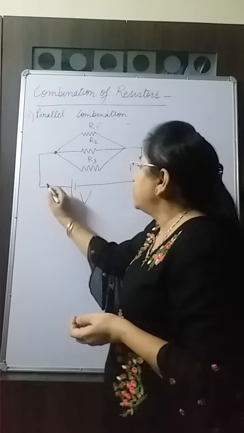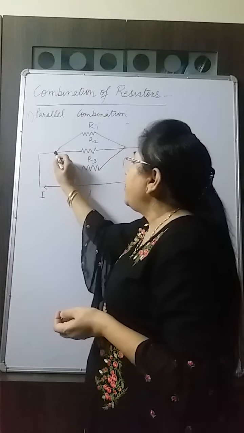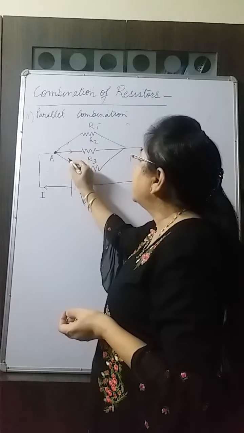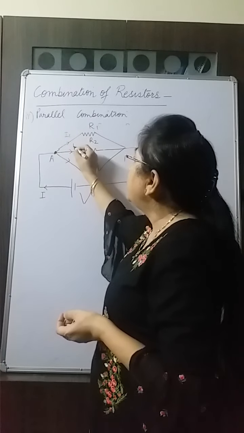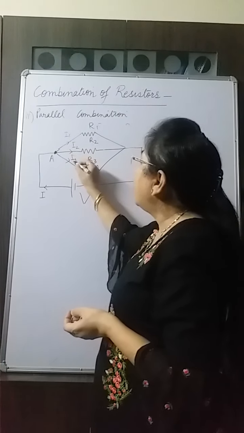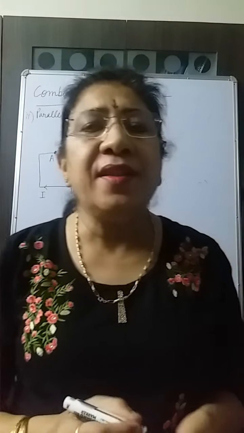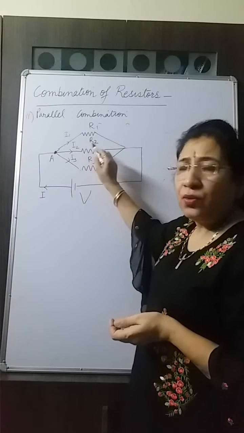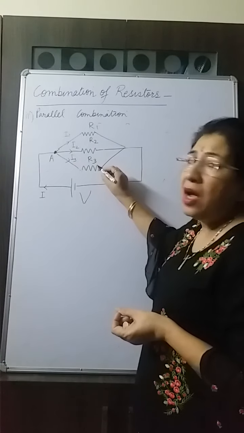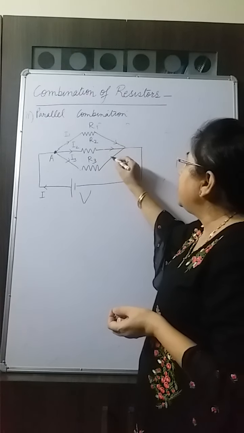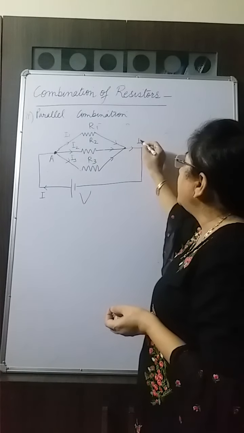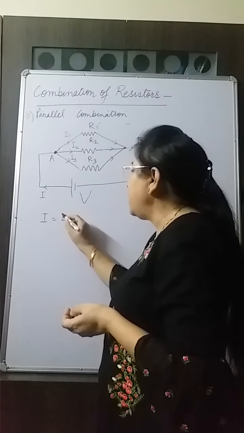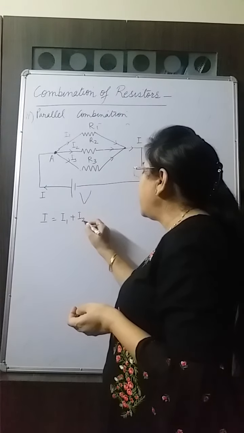The current flows in the circuit. When the current reaches this point, here it breaks up into three parts: I1, I2 and I3 according to the resistors that are in the circuit. I1 flows through R1, I2 through R2 and I3 through R3. They again meet here and form the current I. So here the equation we can get directly is I equals I1 plus I2 plus I3.